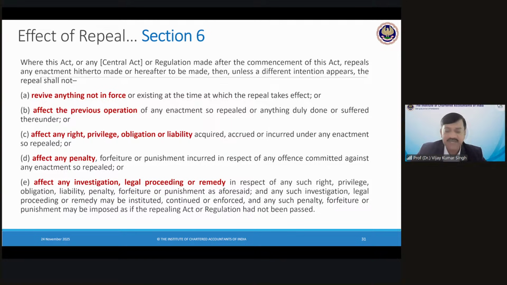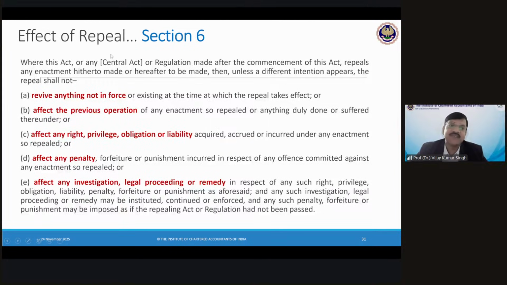I will give you a simple example. You must have seen we are talking about decriminalization of legislations, right? Under the company law itself, we have decriminalized, and in many other legislations, we have decriminalized provisions. So anyone who had committed any offense under the prior legislation before decriminalization, that liability will not go away. That investigation will not go away.